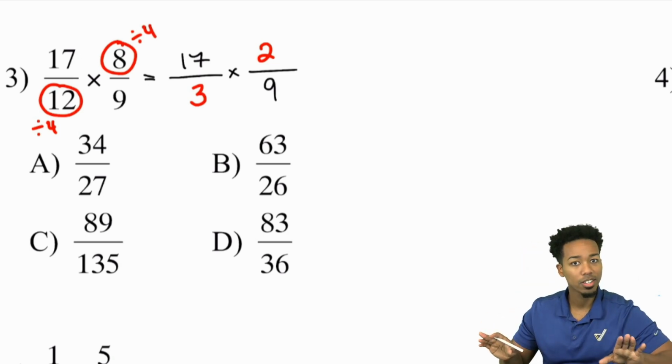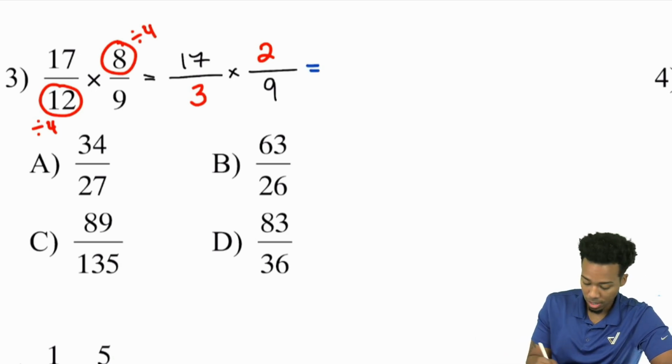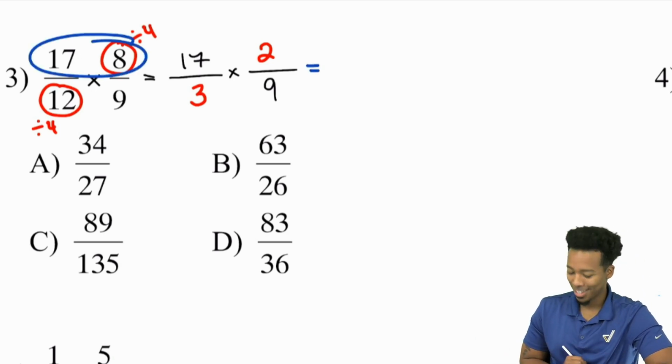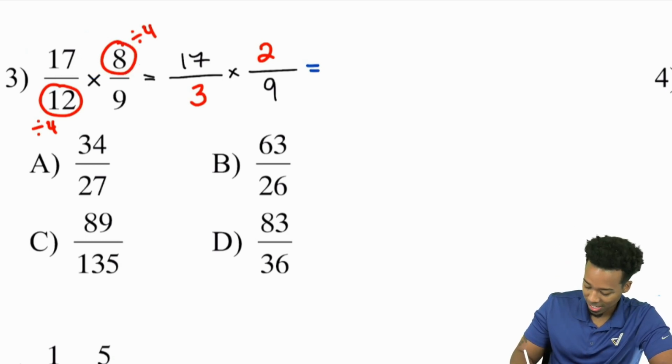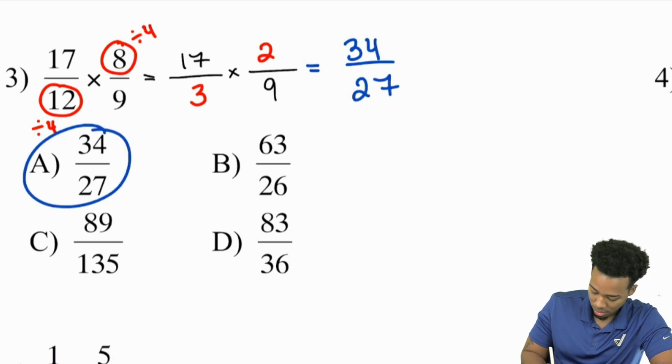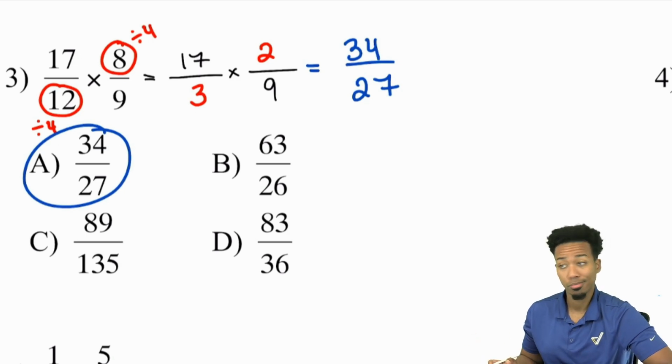Not anymore. And so we have 17 times 2, which is actually fairly easy compared to 17 times 8, right? So what we have over here, my party people, is 17 times 2, which is 34. 3 times 9, which is 27. And there's the answer. The problem didn't ask us to turn it into a mixed number, so I'm not going to. Maybe later on, for sure, but right now, we're good.